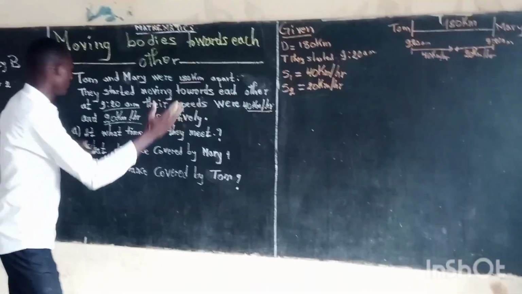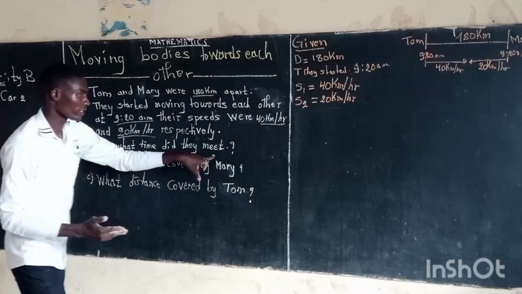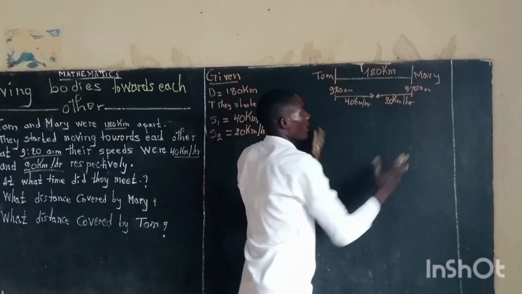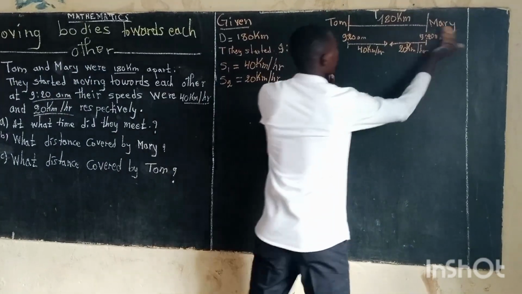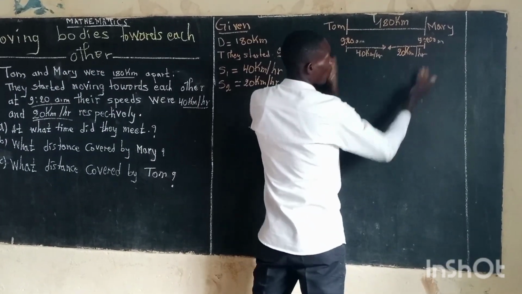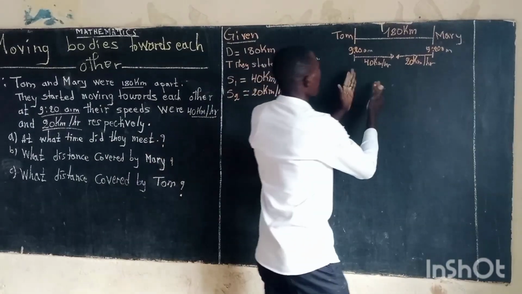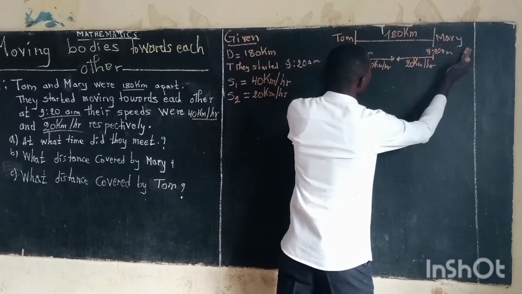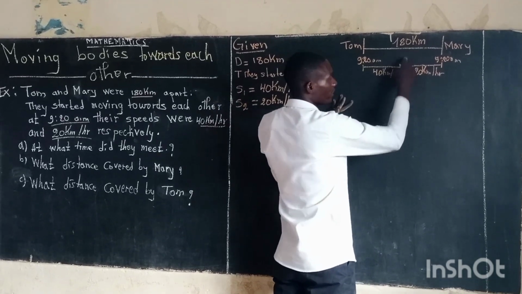By now, let us see the first question. The first question states: at what time did they meet? Now, Tom and Mary are moving from where they are towards each other. At what time are Tom and Mary going to meet? At what time do they meet?